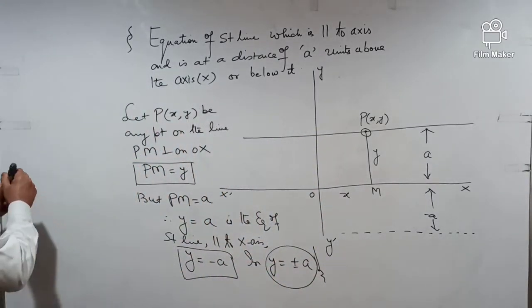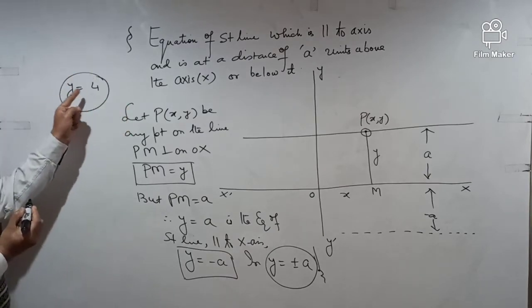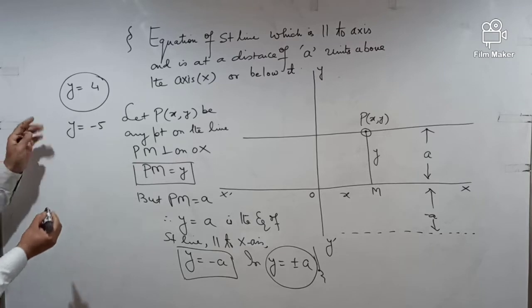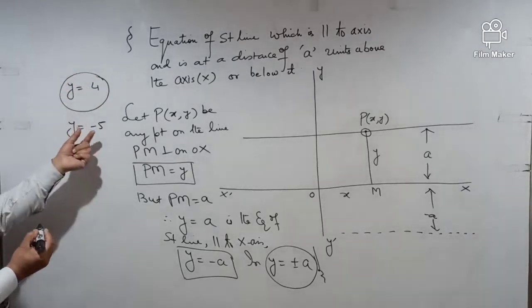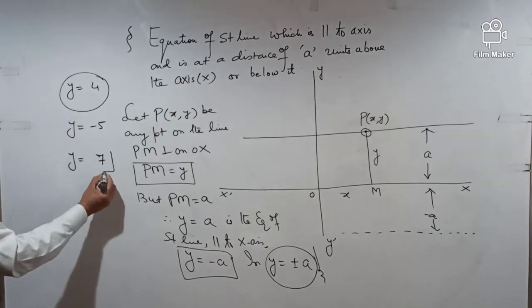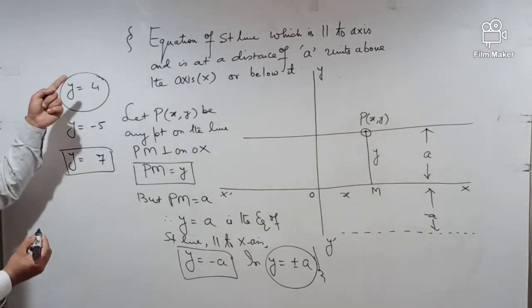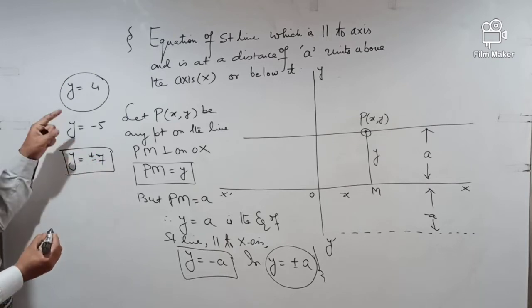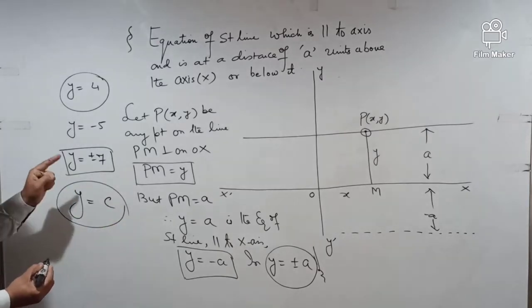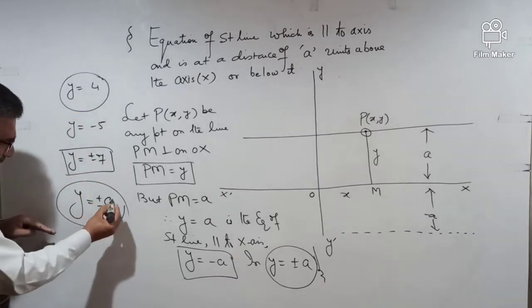So in general, you have to remember: y equals 4. What is y equals 4? It is the equation of a straight line parallel to the x-axis at a distance of 4 units above it. y equals minus 5 is the equation of a straight line parallel to the x-axis at a distance of 5 units but below it, because it is minus. y equals 7 is the equation of the straight line parallel to the x-axis at a distance of 7 units above it. If it is minus 7, then it is at a distance of 7 units but below it. If you have y equals c, it is at a distance of c units above the x-axis, or if you have minus c, it is below it.